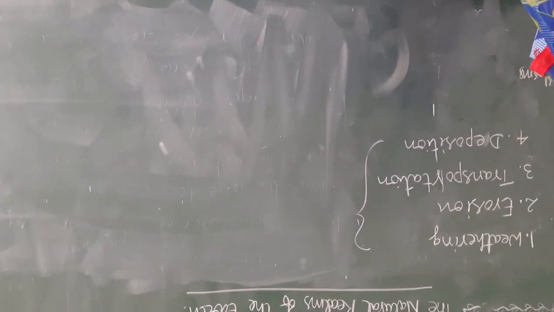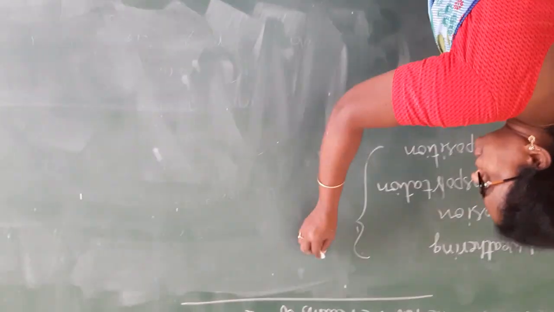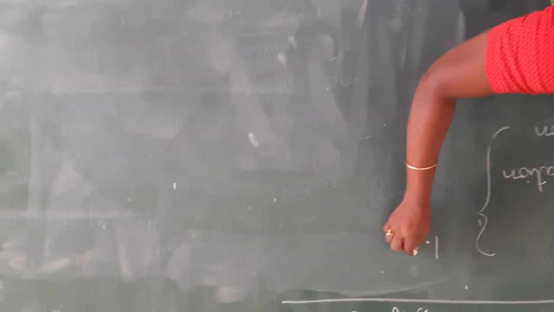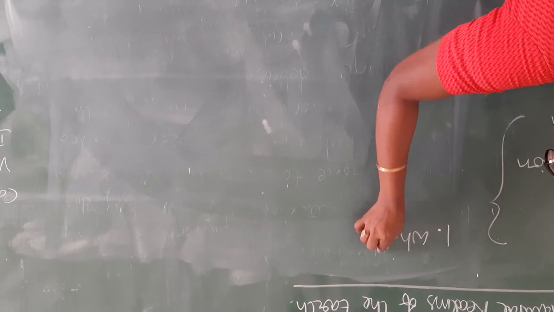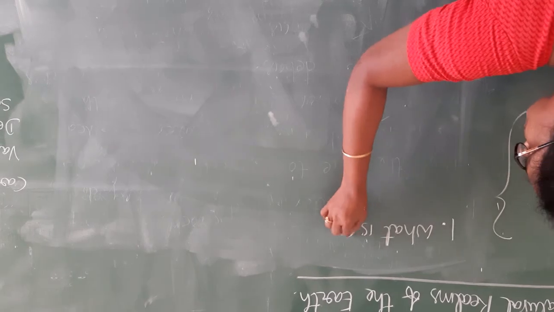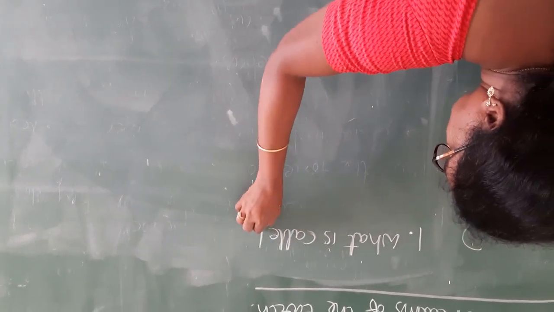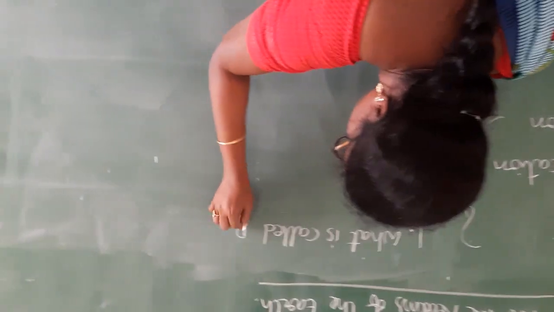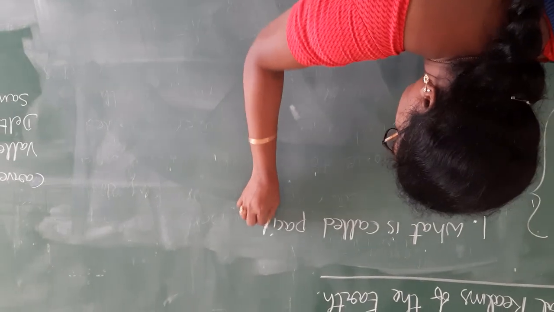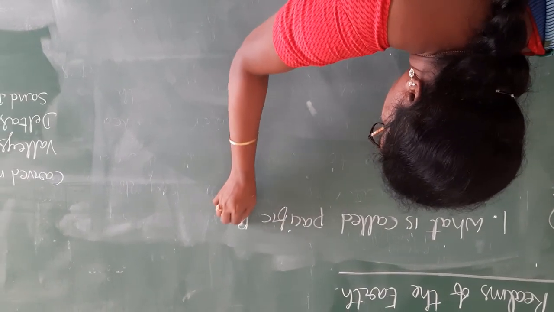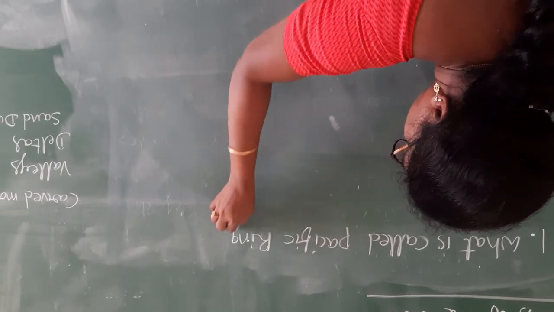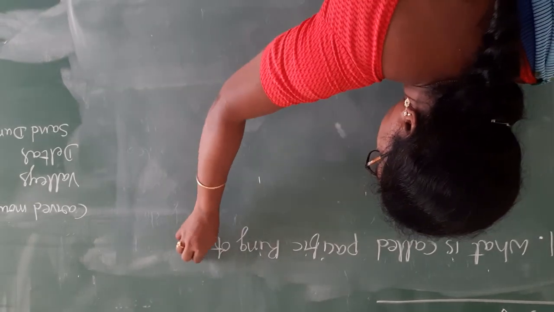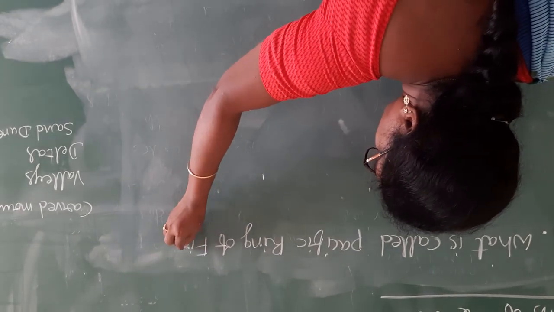Write answers in the next class. I am writing questions. First one, what is called Pacific Ring of Fire? Pacific Ring of Fire.